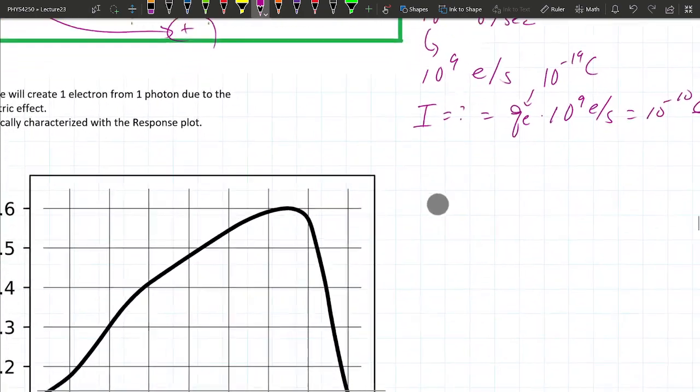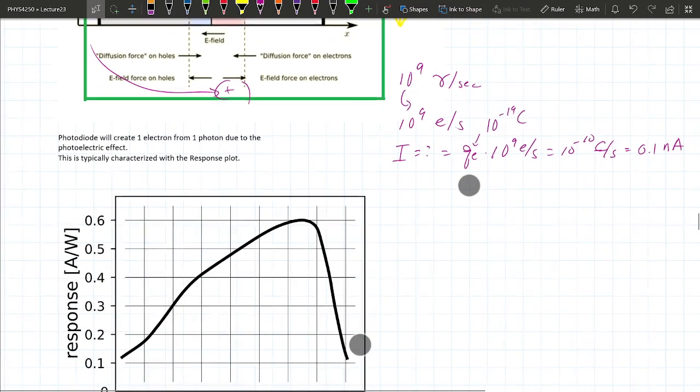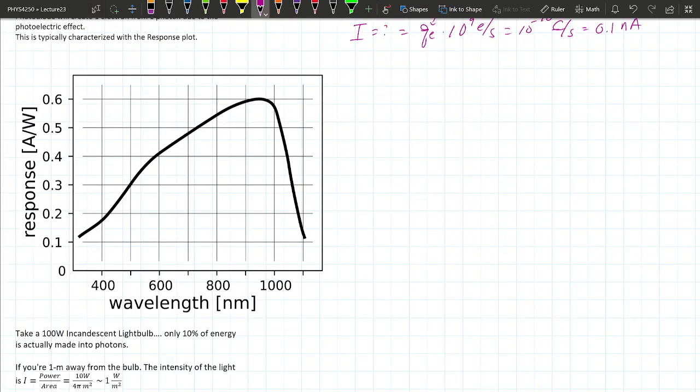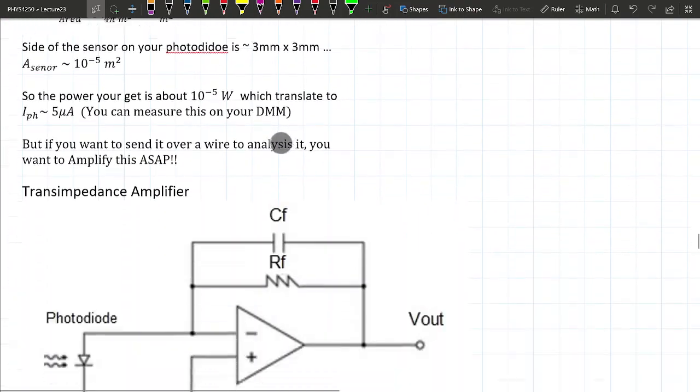Okay? So what you typically do is you will actually amplify that signal. Okay? Before we move on to how to amplify that signal, we want to also show you that all these photodiodes have this thing called a response plot, meaning they are more sensitive to certain wavelengths of light. So for example, this particular one, I don't even know which model this is, is very sensitive to like 950 nanometers of light, but not as sensitive at like 300 nanometers of light. Okay, so there's a wavelength dependency on how well your photodiode can actually detect things. Okay, let's not go through all of this.